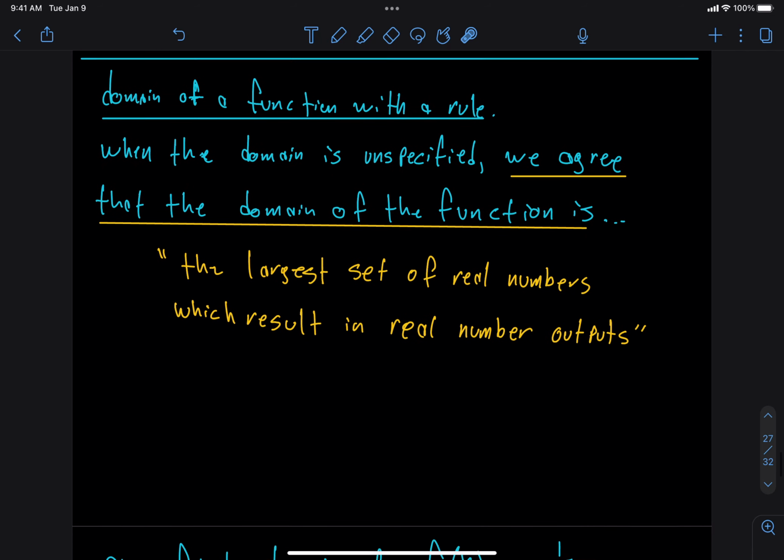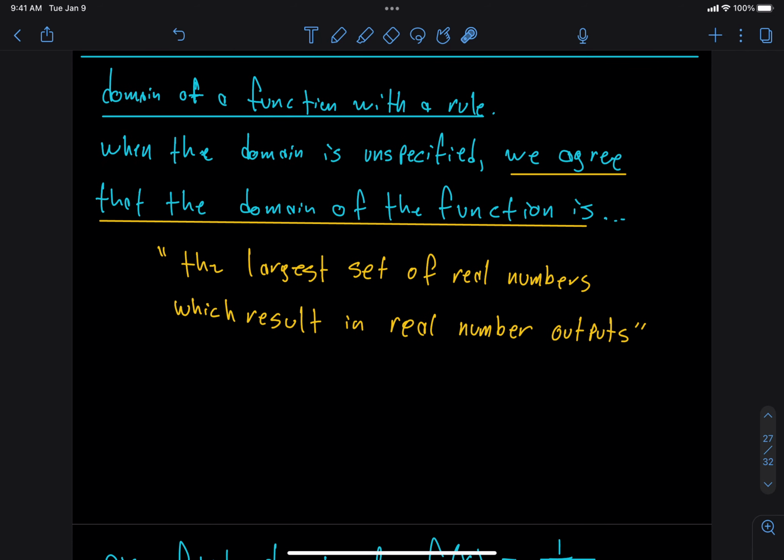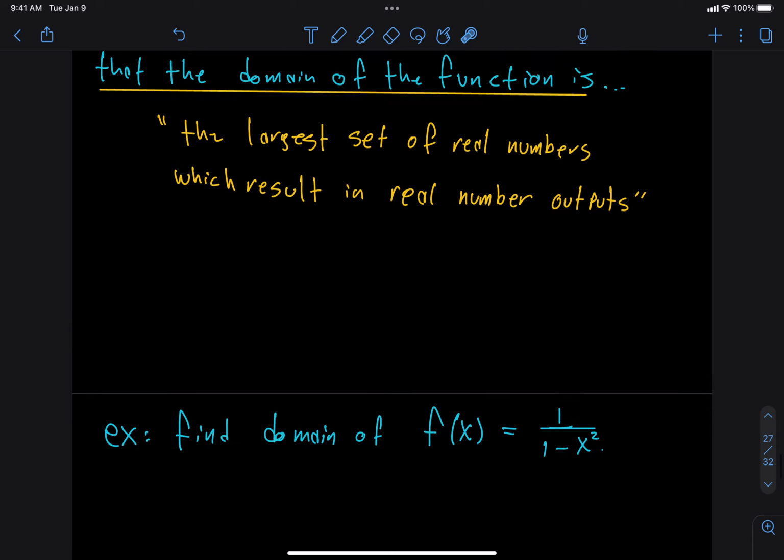Can I move down on the screen? Okay, one second. Okay, so we want the largest set of real numbers which result in real number outputs. Okay, I'm going to move down now.